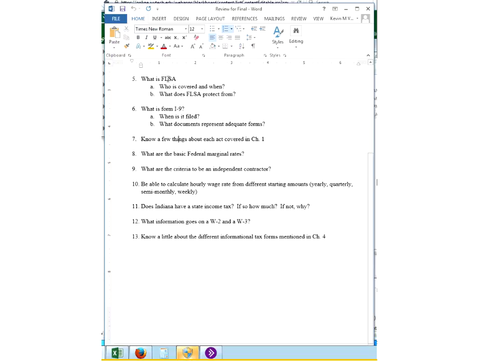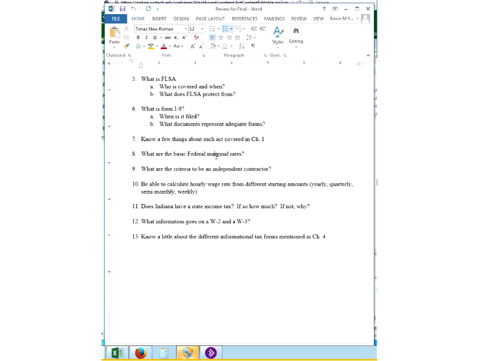And then a few other things from Chapter 1. Along with the FLSA, there was discrimination, age discrimination in that. There was disability, the American Disability Act. There were a couple other items like workman's comp in Chapter 1. So know a few things about each one of those. If somebody were to say, what tax bracket are you in, I'd like for you to know what those mean and what those are.